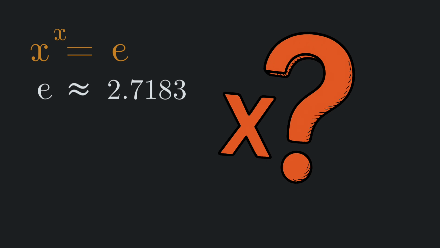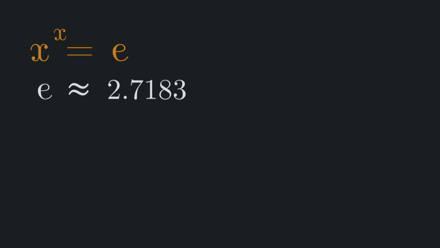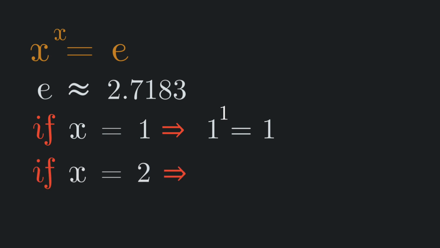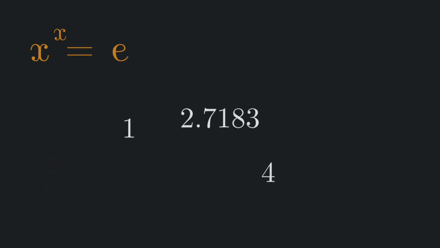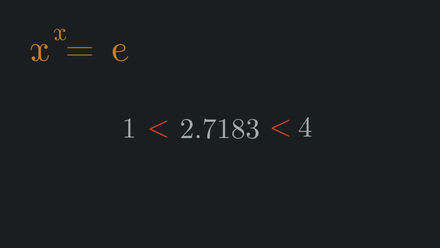Let's try some values. If x is 1, then x to the power of x equals 1. And if x is 2, then x to the power of x equals 4. Clearly, the value of e lies between 1 and 4. So the correct value of x must be somewhere between 1 and 2.